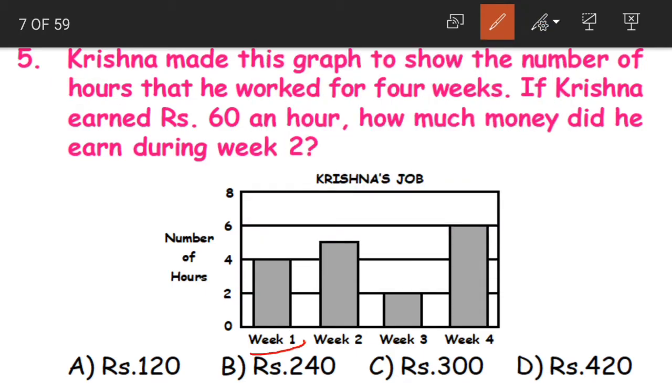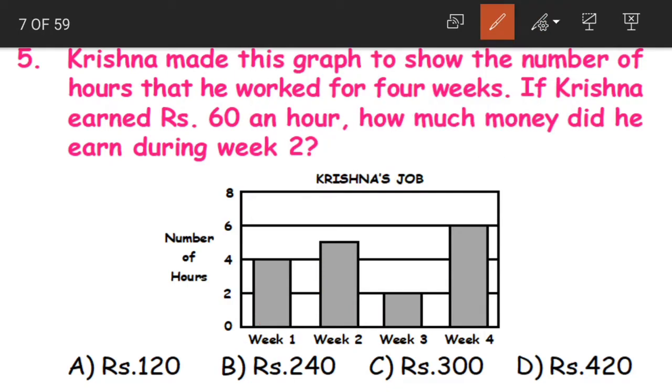See here, in week 1, how many hours did he work? He worked for 4 hours. In week 2, he worked for 5 hours. In week 3, he worked for 2 hours. And in week 4, he worked for 6 hours. So this is the different number of hours he worked in the 4 weeks.